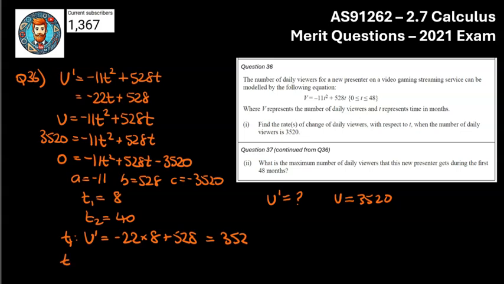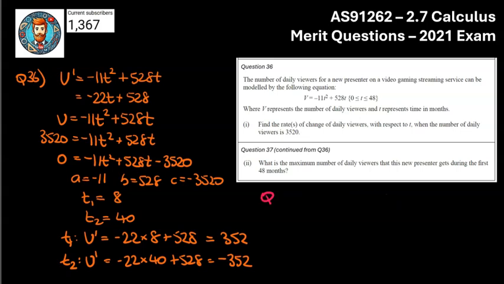And then now we can figure this out for the second time. So V dash is going to be equal to negative 22 times 40 plus 528. And that came to negative 352. So they're kind of a bit symmetrical in terms of the parabola. And that tells you the number of viewers are going down by 352 at that particular point in time.